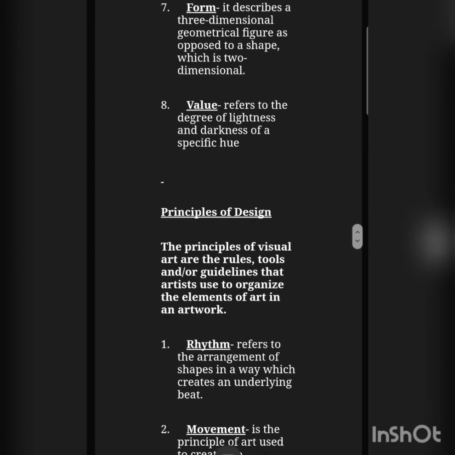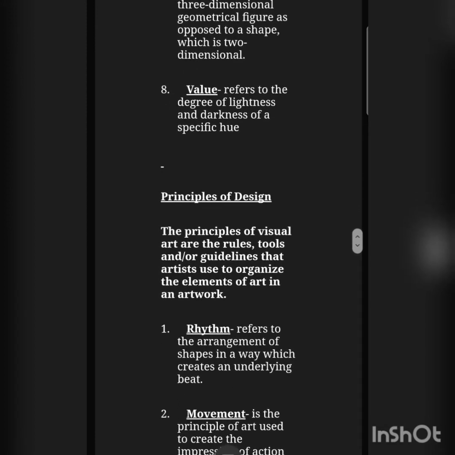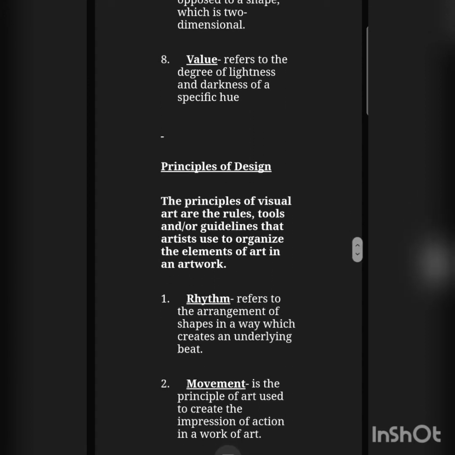And value, which is the final one that we want to look at in terms of elements, this refers to the degree of lightness and darkness of a specific hue. And another word for hue is color. Now we want to look at the principles. Now these govern the elements, or these are the rules and the tools or guidelines that artists use to organize the elements of an artwork, right?